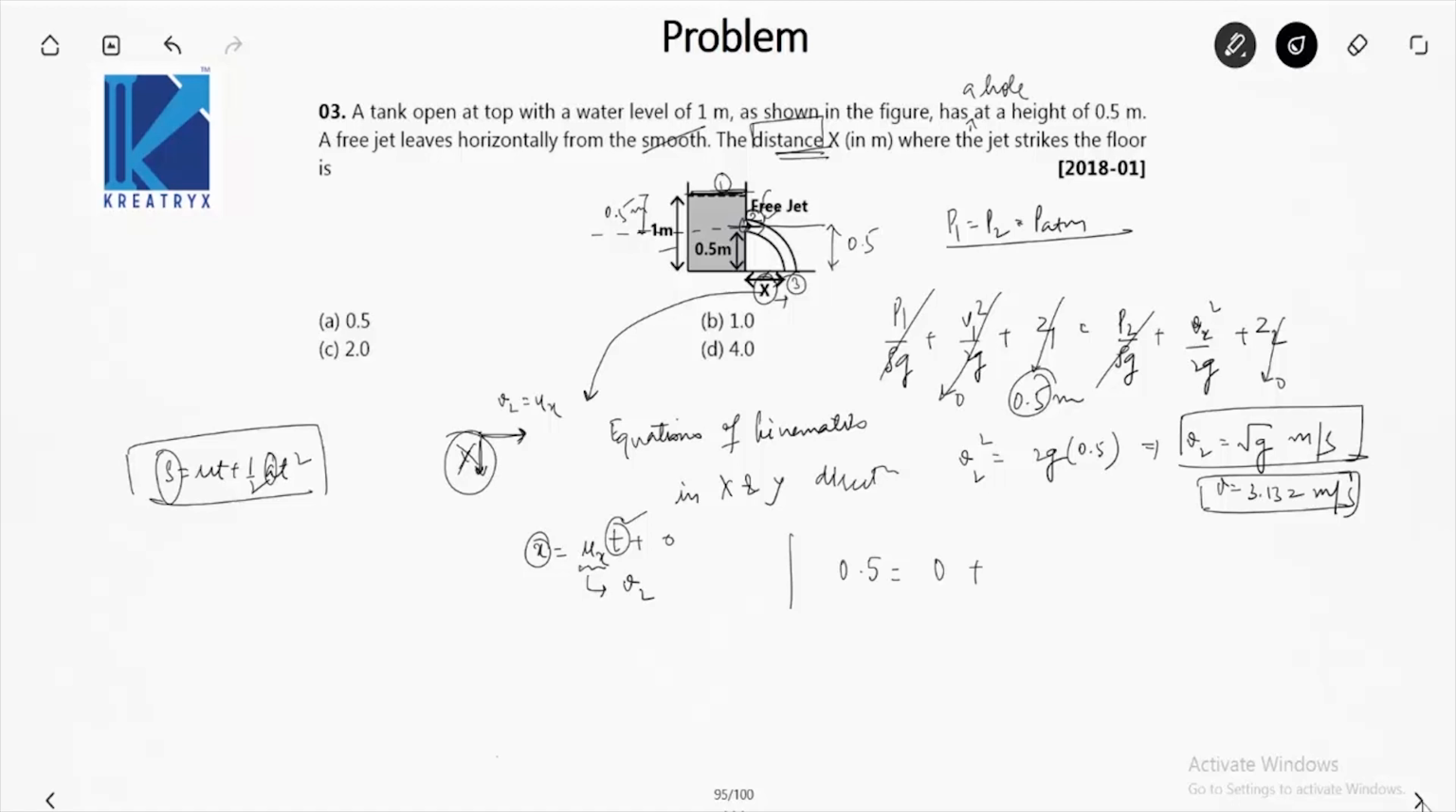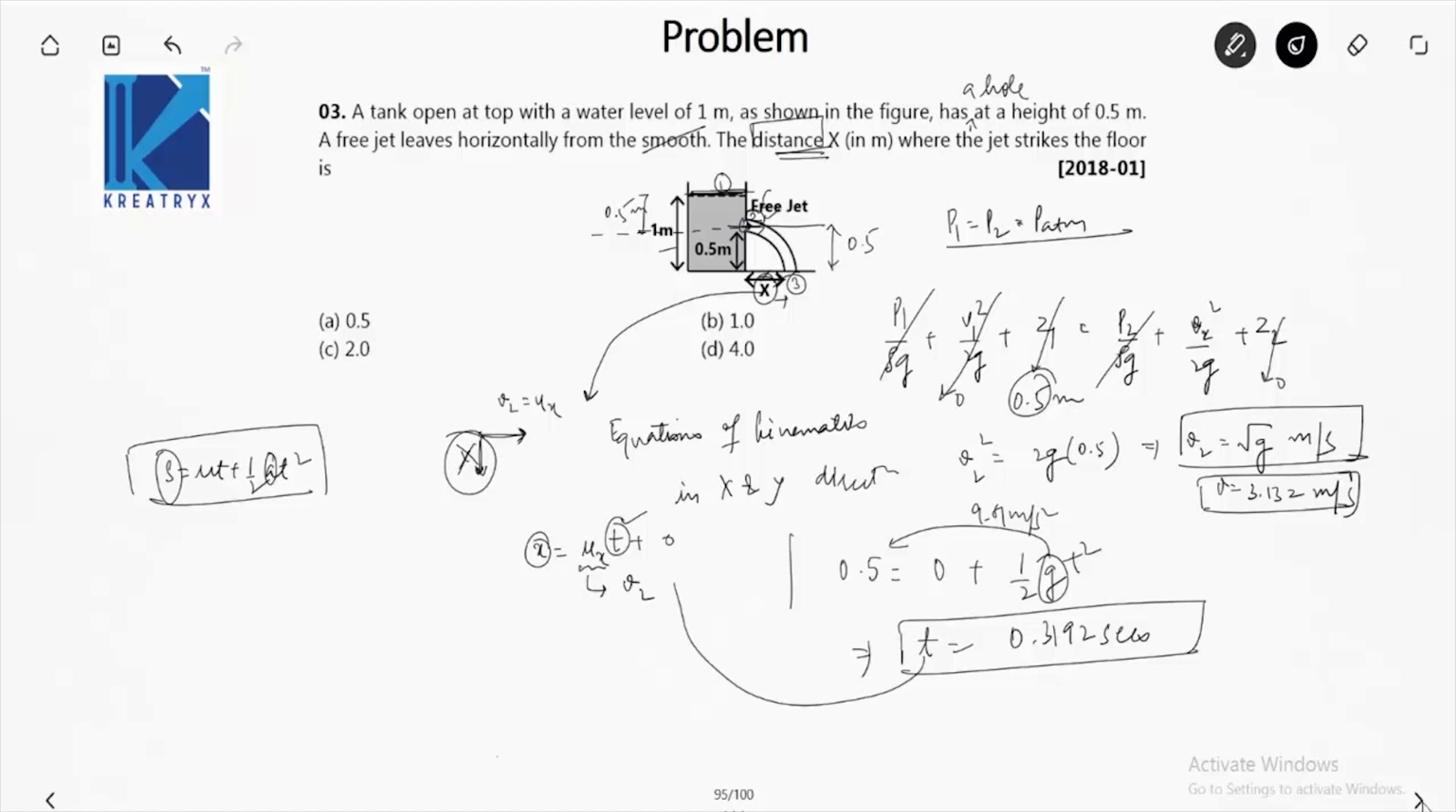Is there any component of acceleration in y direction? Yes, gravity is acting. So half g t square. From here you can get t by solving this. You know the value of g. So t will be 0.3192 seconds. Put g is equal to 9.81 meter per second square, multiply, divide everything. After doing everything, you get t is equal to 0.3192 seconds.